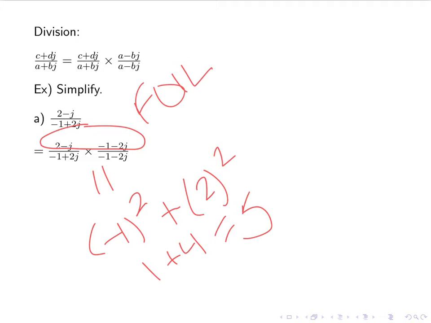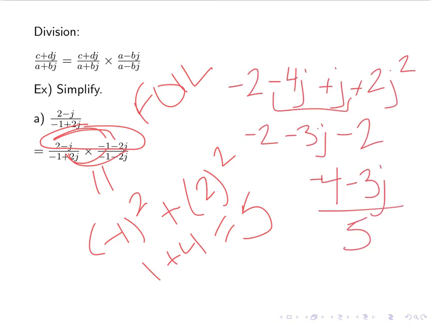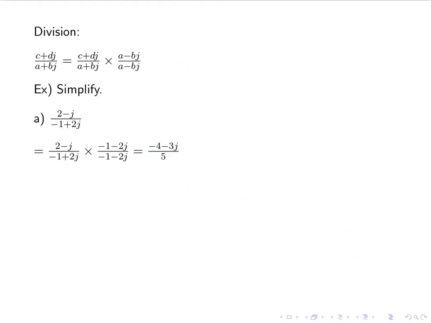And then we look at the numerator. So when I FOIL it, I'll distribute the 2. So negative 2 minus 4j. Distribute the negative j. So plus j plus 2j squared. My middle two terms become negative 3j. My plus 2j squared becomes a negative 2. So my numerator is going to be negative 4 minus 3j. And again, my denominator is 5. So negative 4 minus 3j over 5.